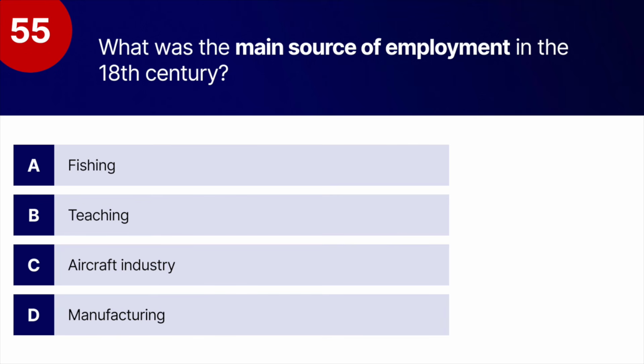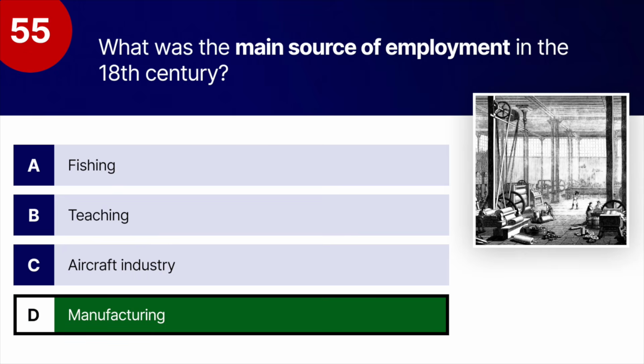What was the main source of employment in the 18th century? A. Fishing, B. Teaching, C. Aircraft industry, D. Manufacturing. The answer is D. Manufacturing.